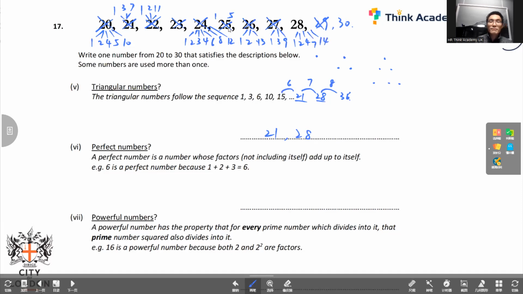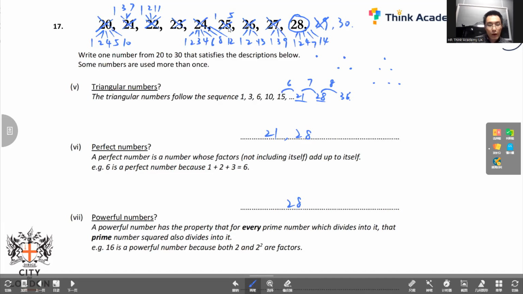And then 14. Let's see if this one does the work. So 1 plus 2 is 3. 3 plus 7 is 10. 10, and then 4 plus 14 is 18. 10 plus 18 is 28. Okay, we finally found our number. 28 is the perfect number. All of its factors, not including itself, add up to itself. Okay. And the last one, powerful numbers.